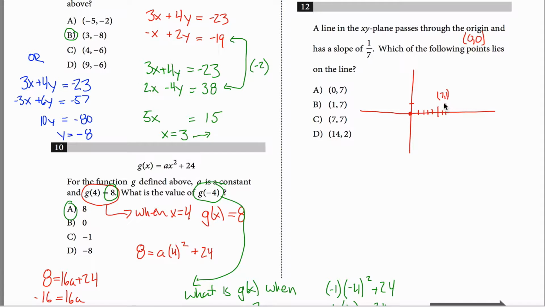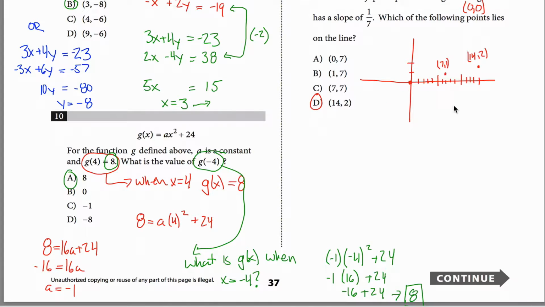So let's keep looking. Well, from this point, it would go up by 1 every time it goes over by 7. So 7, 8, 9, 10, 11, 12, 13, 14. And then it goes up 1 more. So it's up at this point here, which is 14, 2. Which is on my list here. It's D, so that must be my solution. It's one way you can do it.